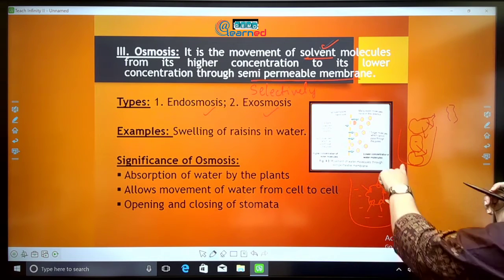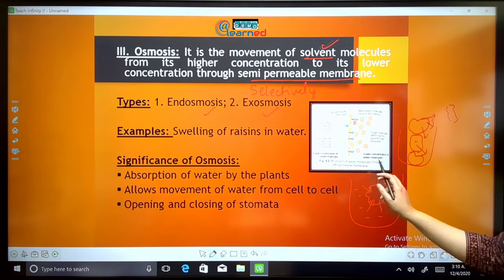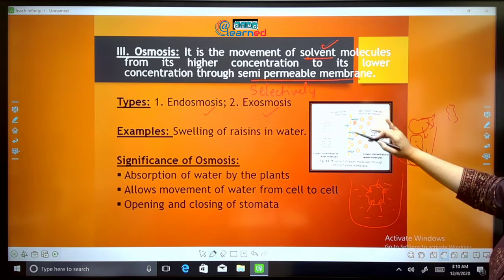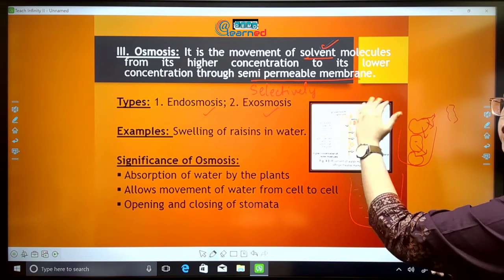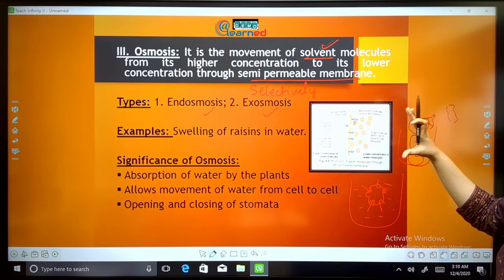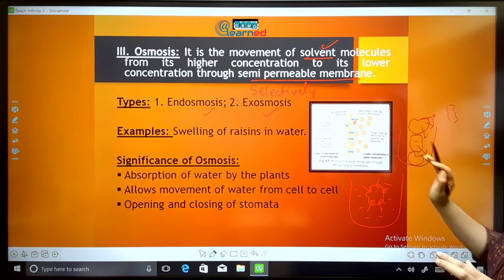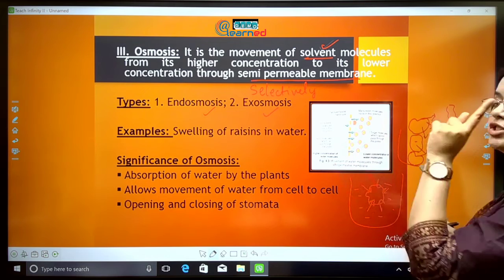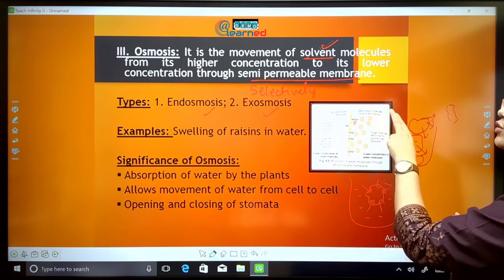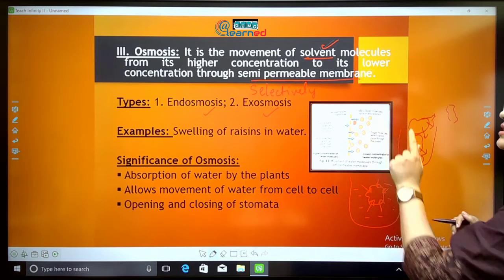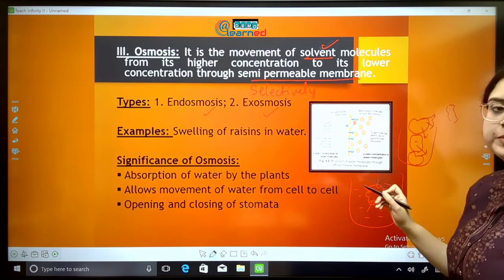So what is happening in this picture? We are saying movement of water molecules through a semi-permeable membrane. So there is a membrane. Water molecules are high in concentration towards the left side and low in concentration towards the right side. These big brown molecules are the sugar molecules. So water, which is the solvent, is going to move from a region of high to a region of low concentration. The arrows suggest that, through a selectively or semi-permeable membrane.